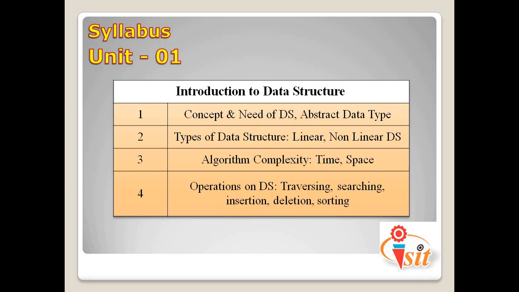Now we are going to discuss the syllabus. In unit 1 we are going to learn the concept of data structure, its needs, and what we mean by abstract data type. Also we will learn the types of data structures such as linear and non-linear data structure. We will also learn the complexity of algorithm in terms of time as well as space, and what basic operations can be performed on data structure using various techniques: traversing the data, searching the data, merging the data, the meaning of insertion as well as deletion, and also the sorting techniques.